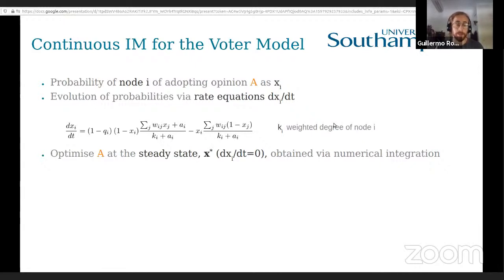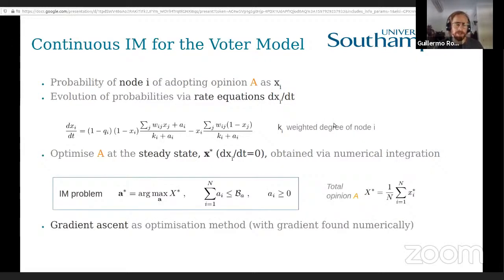So this is a bit of the method we use. We look at the probabilities of nodes adopting opinion A, because the model is stochastic. So we look at the probabilities and the expectation, how the expectation evolves. We build these rate equations to draw the evolution of the dynamics. And then we look at the steady state, the equilibrium, and the controller tries to get as much as possible in the equilibrium. Because it's a system of differential equations, we have to use numerical integration to compute the steady state.